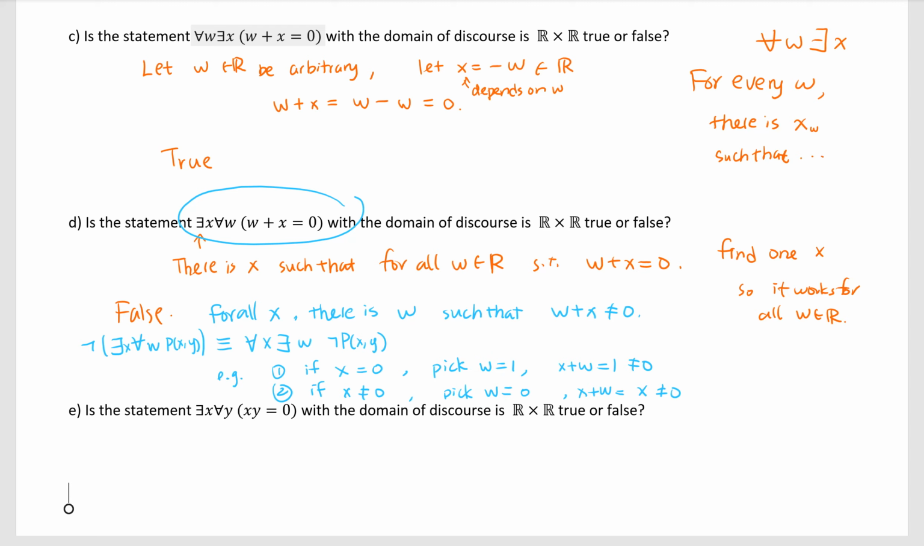We cannot pick w is 0 because it won't work. But when x is not 0, we can pick w is 0. So this w actually depends on x. Okay, very similar to the previous example. For every w, there is x. So if you see the quantifiers is for all and then there exists x, then the x usually depends on the first variable.